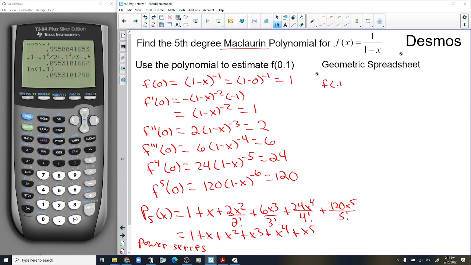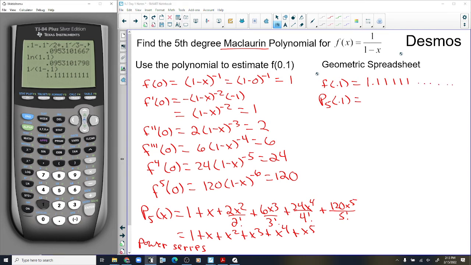Let's find f of 0.1, and we'll compare that to P sub 5 of 0.1. So 1 divided by 1 minus 0.1, or 1 divided by 0.9. It's all 1s. Well, look at this. If you go 1 plus 0.1, and now I'm using the polynomial that we made, we get 1.1. But then plus 0.1 squared, plus 0.1 to the third. See how we're accumulating those 1s. Plus 0.1 to the fourth, and finally, plus 0.1 to the fifth.